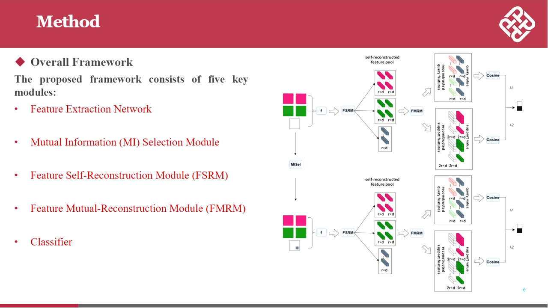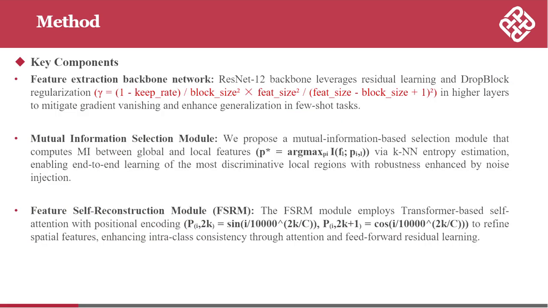Our framework has 5 main parts. The first is feature extraction. We use ResNet-12 with DropBlock to reduce overfitting. DropBlock helps the model learn better by randomly dropping blocks of features. The DropBlock formula is shown in the figure. This formula helps adjust how many features are dropped to prevent the model from memorizing the data.